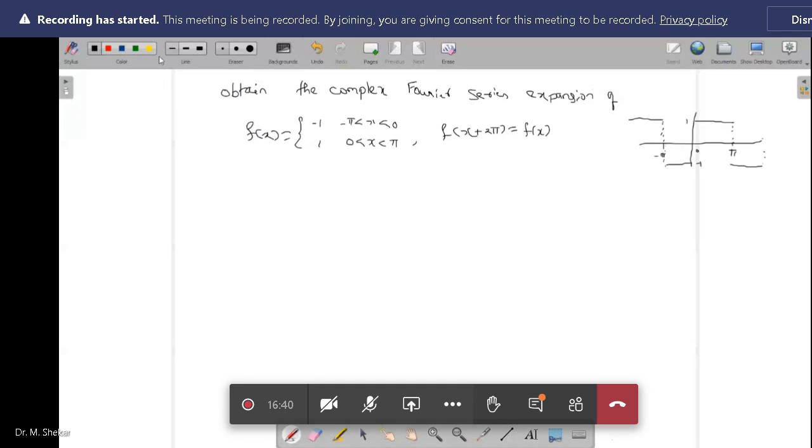Okay, so now we need to find the complex Fourier series. So the solution: we have the definition of the complex Fourier series.